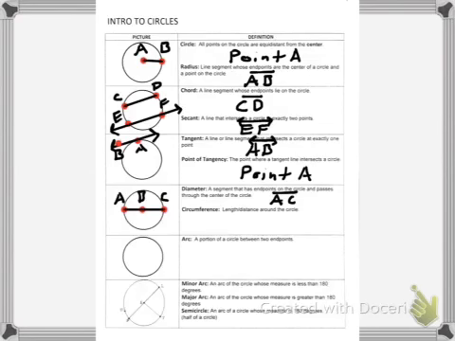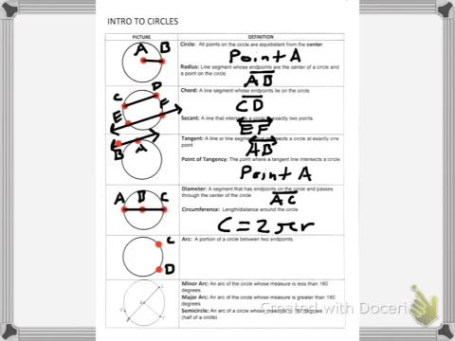The circumference is the length or the distance around the circle. You guys have probably seen this formula before. Circumference equals 2 times pi times r. R is the radius. Now, an arc. An arc is a portion of a circle between 2 endpoints. So let's say I have 2 endpoints here on the circle. Let's just call it C and D for now.